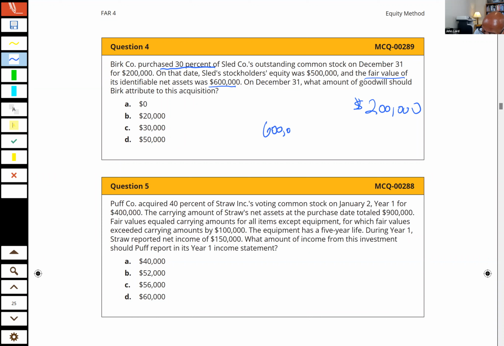600,000. So I take that 600,000 times the 0.3, that's 180,000. Well, if the assets have a fair value of 180, why the hell did I pay 200,000? There must be goodwill here of 20,000, which everybody got. Okay.